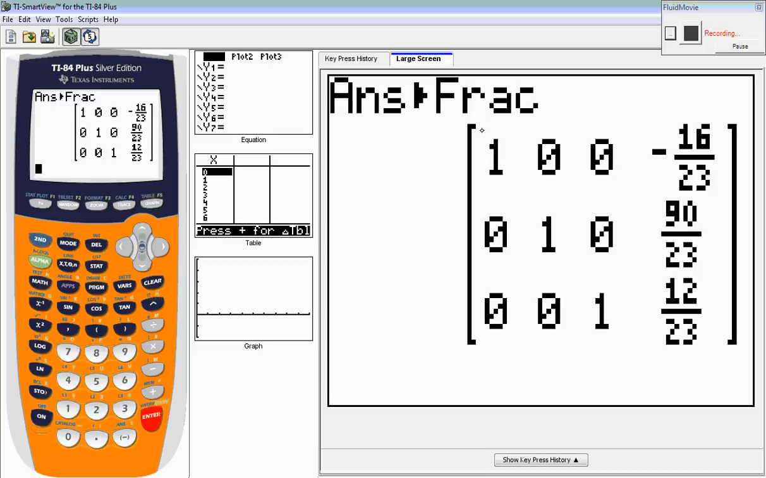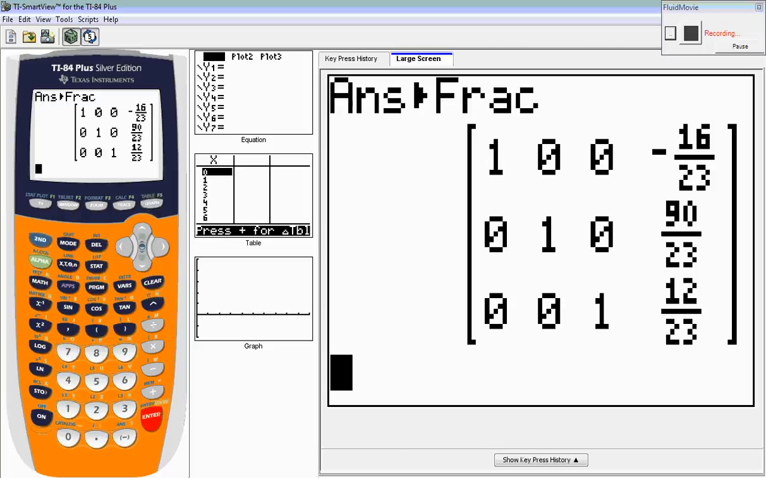Now keep in mind that this first column represents the x coefficients. If you look at this equation, we have a coefficient of 1 for the x term, so 1x, or just x. This is y, this is z. We have 0y, 0z, so 1x is equal to negative 16 over 23. So that is the value of x.